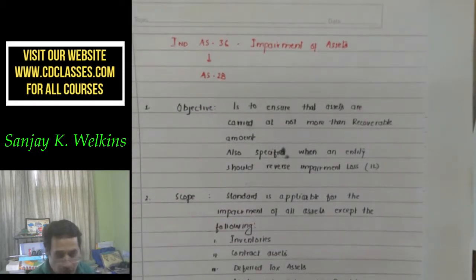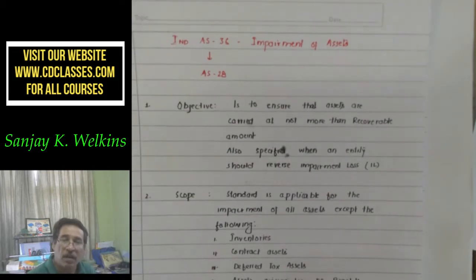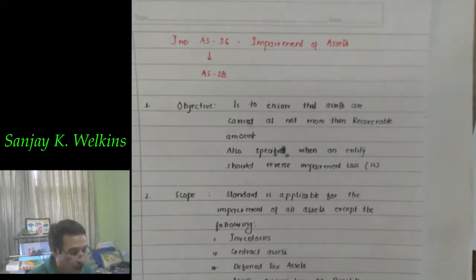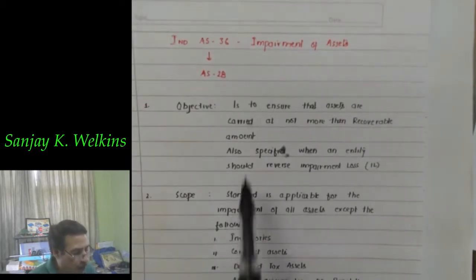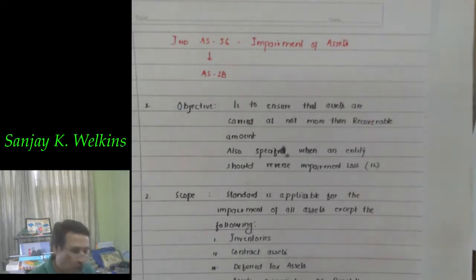I have already told you, if we are doing Ind AS 36, it automatically means we are also covering the existing accounting standard 28. As usual though, what is the objective? I have already told you the objective is to ensure that assets are carried at not more than the recoverable amount. The basic objective is that the entity should not carry its asset at a value which is higher than its recoverable amount, correct?